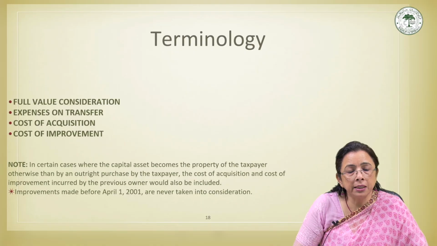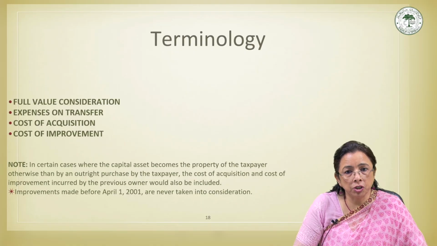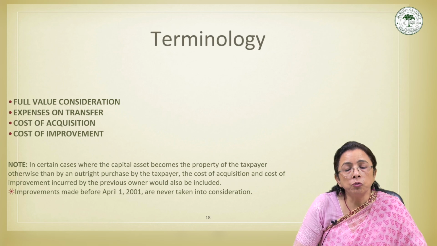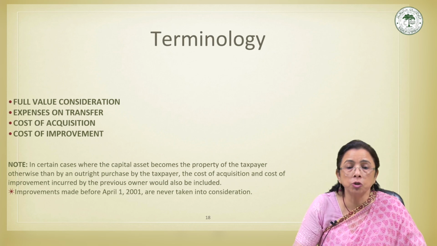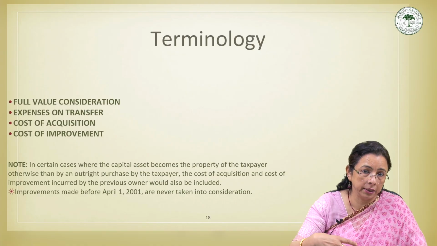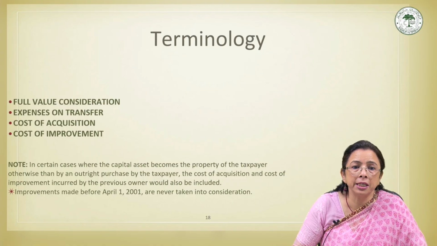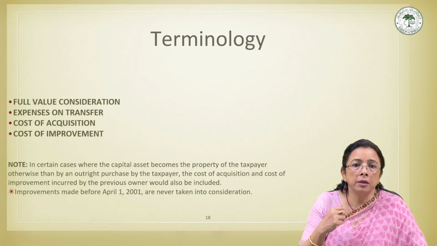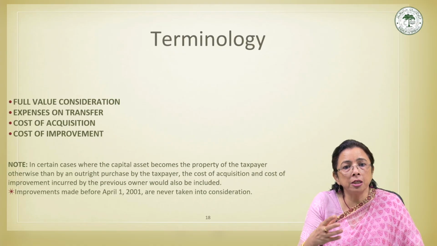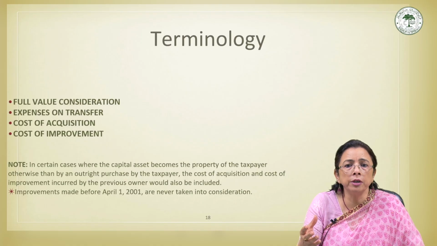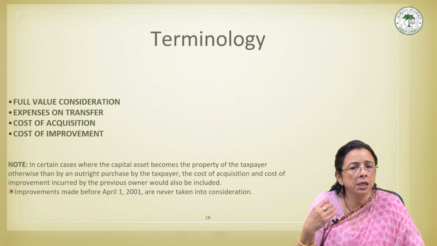The third terminology is cost of acquisition. The cost of acquisition refers to the amount originally paid to acquire any capital asset, that is to buy any asset. For example, we can also call it purchase price, and expenses incurred to acquire these assets are also included, for example registration fees, legal charges, etc.